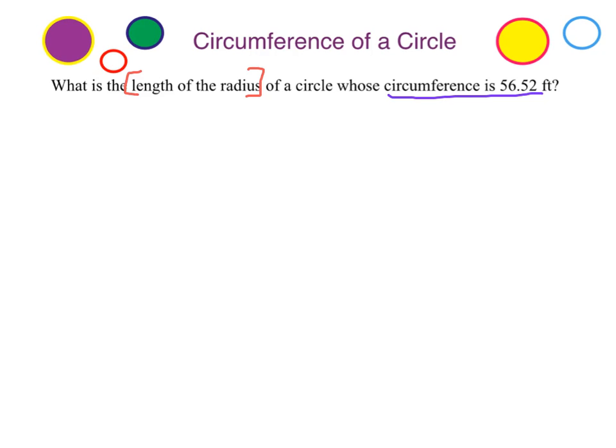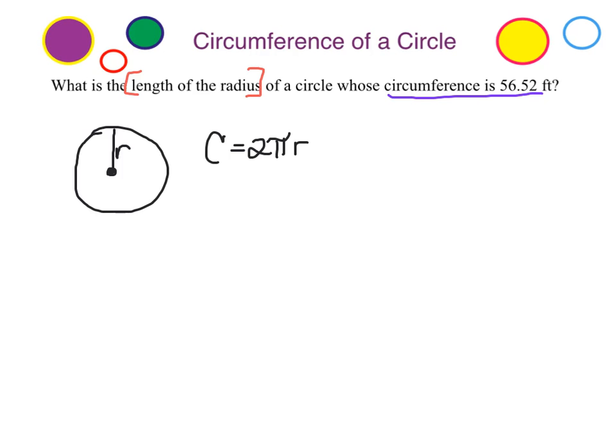Anytime in geometry that we have a problem with words, the first thing to do is draw a picture to represent the words. So I'm going to go ahead and draw a picture of a circle. It's talking about a radius, so I'm going to go ahead and draw my radius. Since I don't have a number for the radius, I'm going to write r. Since I see circumference, I'm going to then write down my formula. C equals 2 pi r.